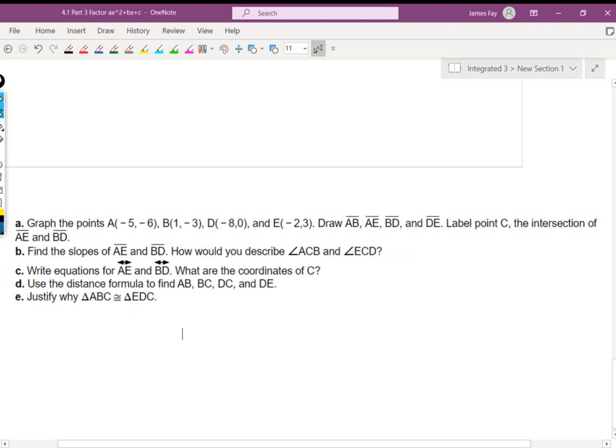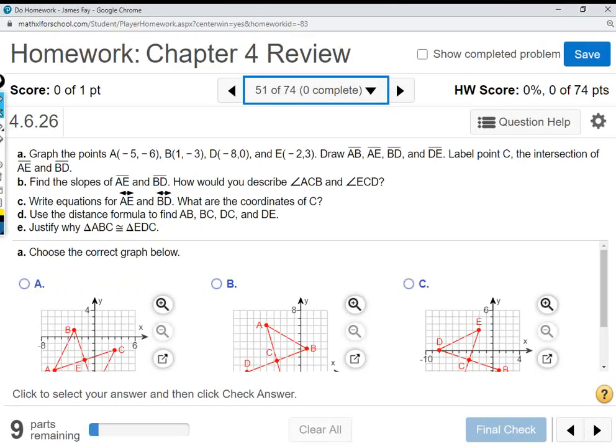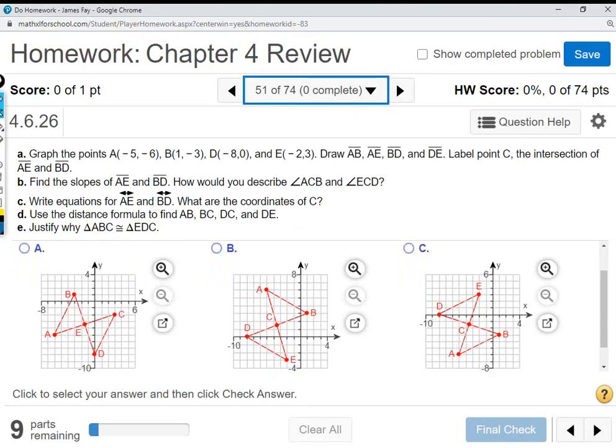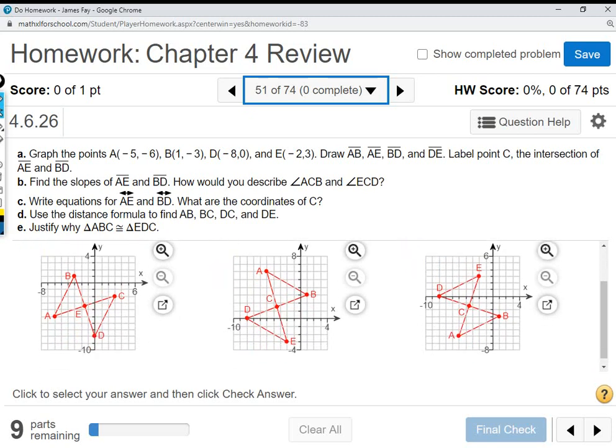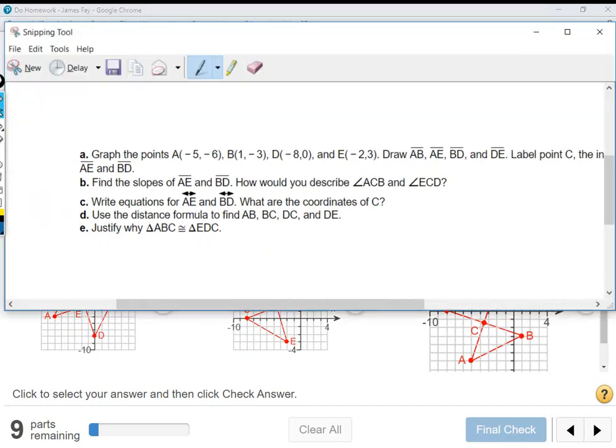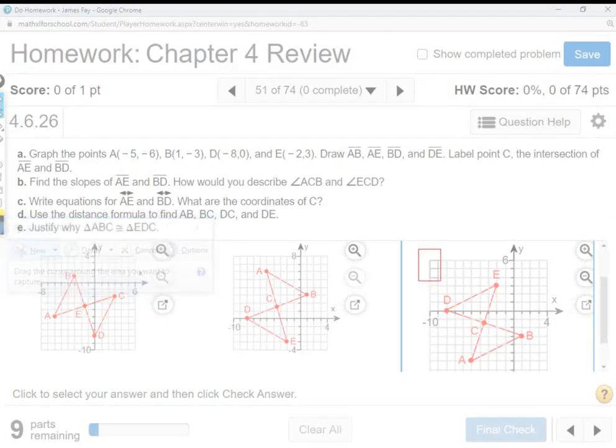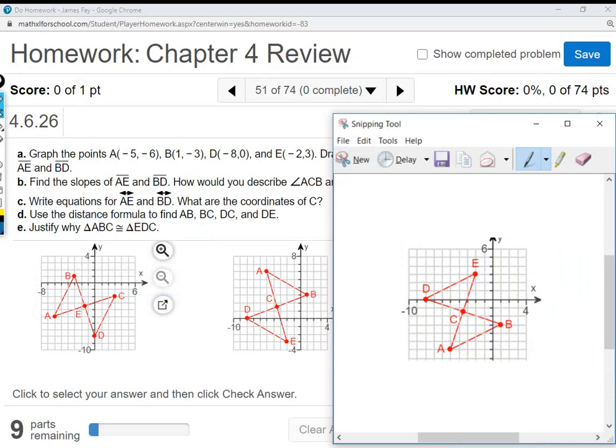All right, so the first part says graph these points. So let me, hopefully that's not one that's creating issue in graphing. So -5, -6 is A, B is 1, -3, so that's not it. C, so C is going to be my option here. So let me cut and paste that because I think I'll need at least a picture for organizing my work a little bit.